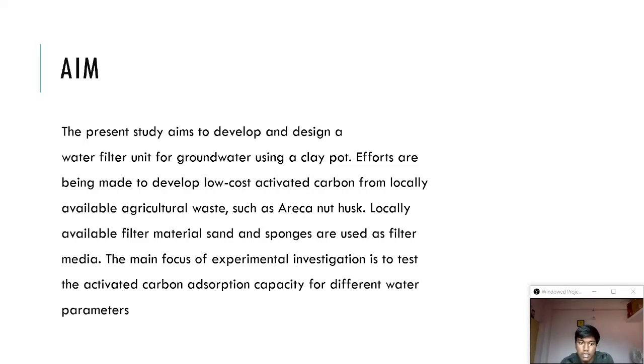Efforts are being made to develop low-cost activated carbon from locally available agricultural waste such as areca nut husk. We'll get to areca nut husk later. That is used to make a low-cost activated carbon. Locally available filter materials, sand and sponges, are used as filter media. So the cartridge we are using uses areca nut husk, sand and sponges to purify water.